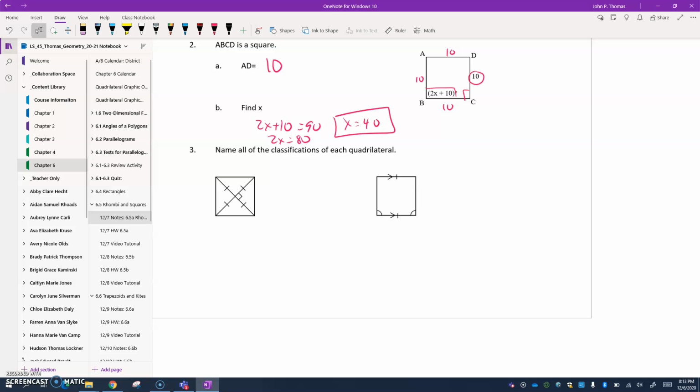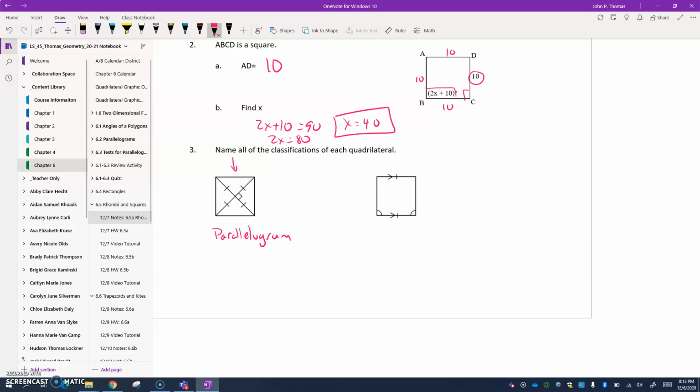Moving into our last problem that I'm going to talk you through today, number 3. It says, name all the classifications of each quadrilateral. So we're going to go through our list of options, and we're going to determine which this possibly lands in. We're going to start with this first one here. The first thing that I notice is that I have diagonals that bisect each other. If diagonals bisect each other, it is a parallelogram.